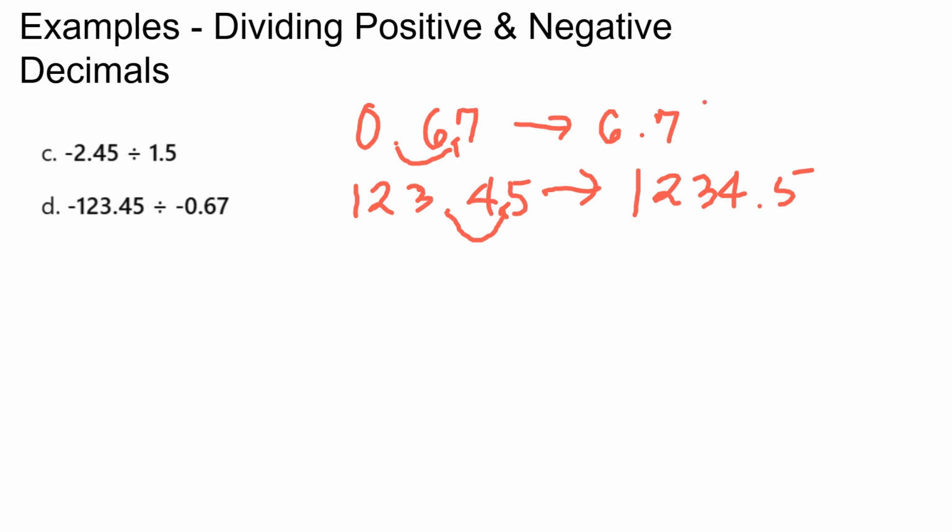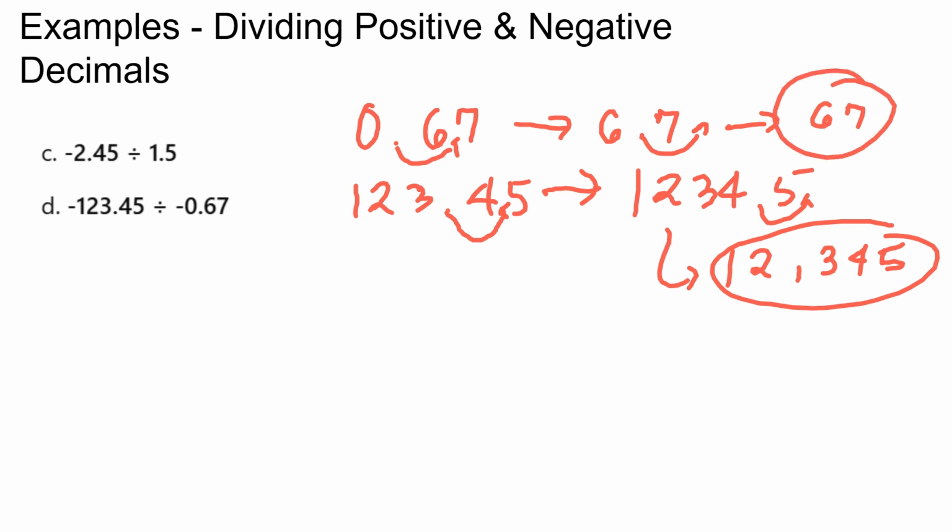So again, we move the decimal point to the right one more time. For our divisor, this becomes 67. And for our dividend, this now becomes 12,345. So both of them are now expressed as whole numbers: 67 and 12,345.